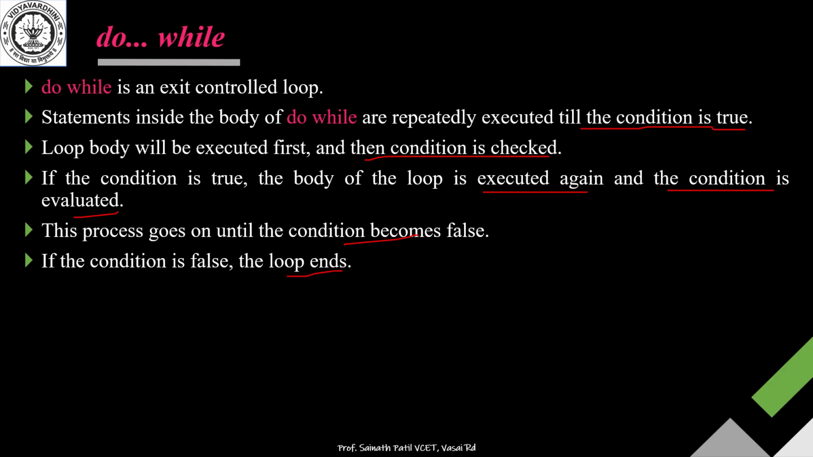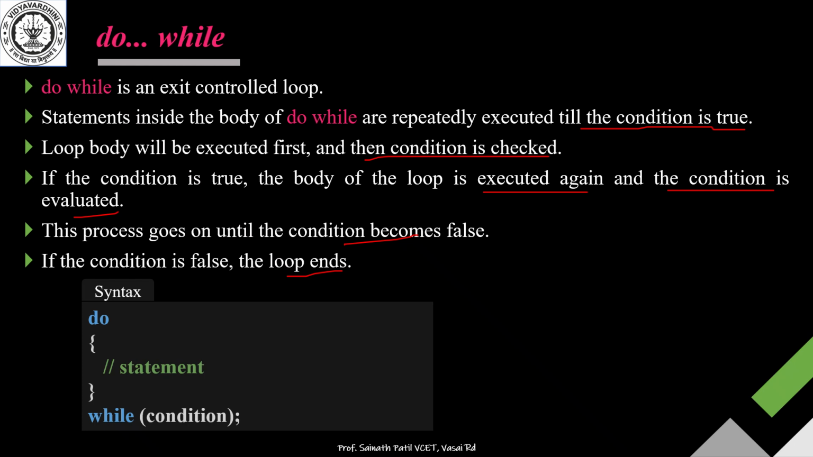Let's look at the syntax of do while. Keyword do, then the set of statements or body of do while given within open and close curly brackets. After the closing curly bracket, keyword while, then within parentheses the condition is given, then a semicolon. The semicolon is important in the case of do while. It is not there in the while loop.